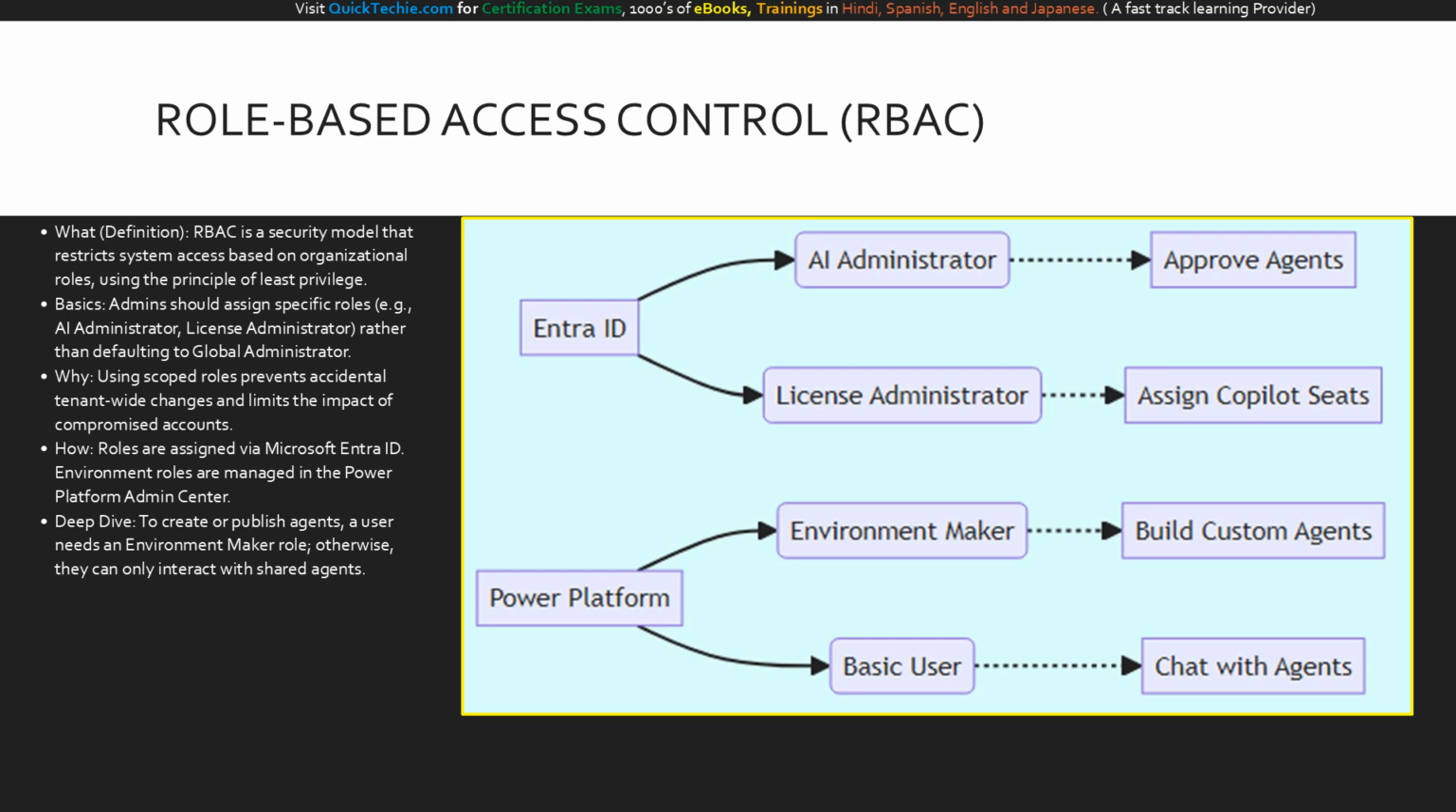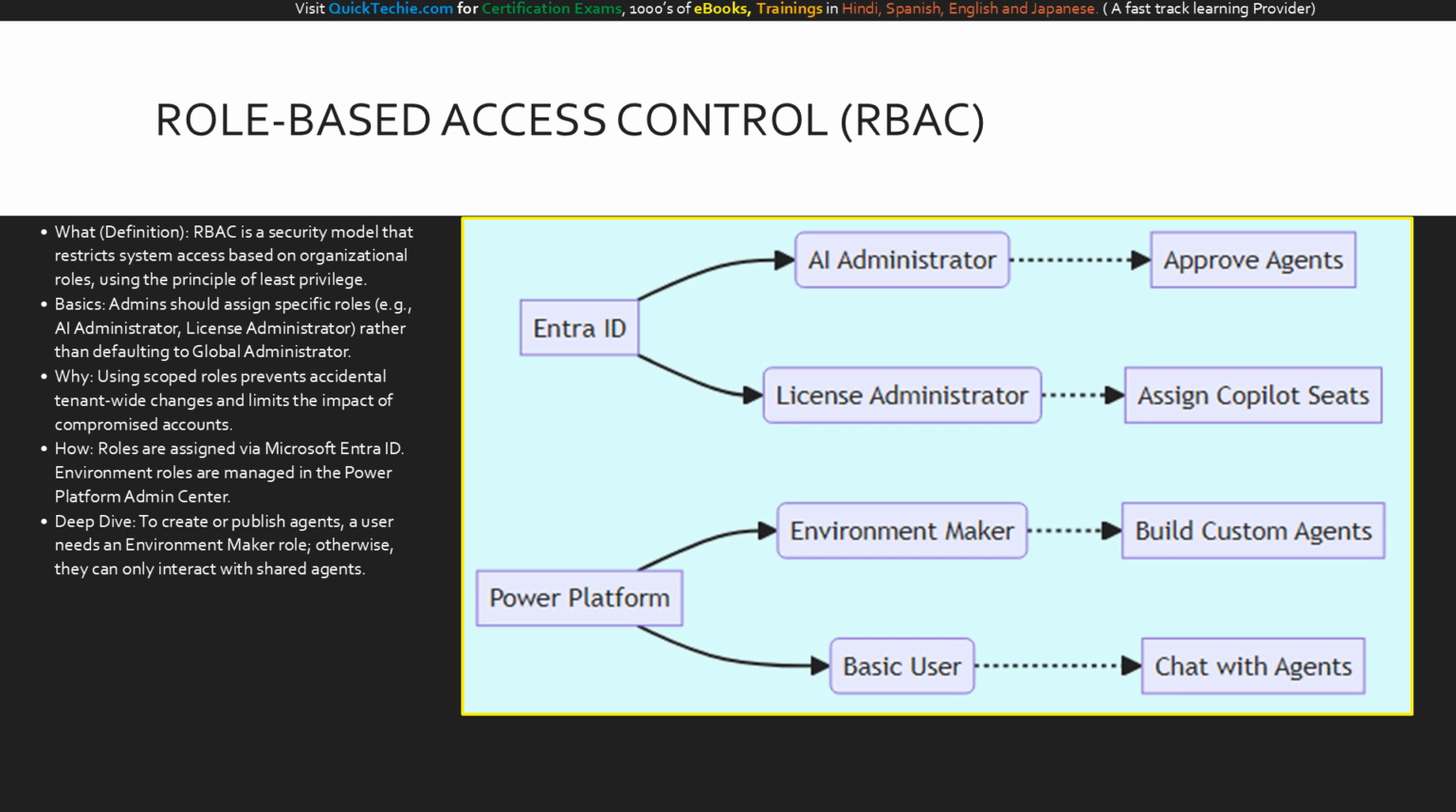Security begins with role-based access control, or RBAC. The golden rule here is the principle of least privilege. You should never rely on the global administrator role for day-to-day Copilot management, as it grants risky, tenant-wide access. Instead, we use scoped roles. For instance, assign the AI administrator role to oversee Copilot configurations and approve agents, or the license administrator role to manage subscriptions without exposing your security policies.